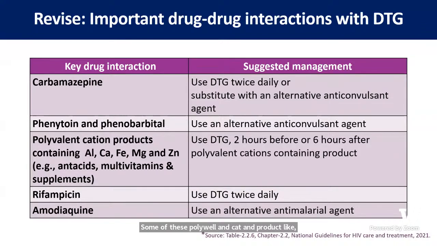So when you are giving this, you use DTG 2 hours before or 6 hours after these products are given. Rifampicin, which is used in anti-tubercular treatment, during that situation when you have to use concomitantly, instead of giving a single dose per day, you can give a twice daily dose.